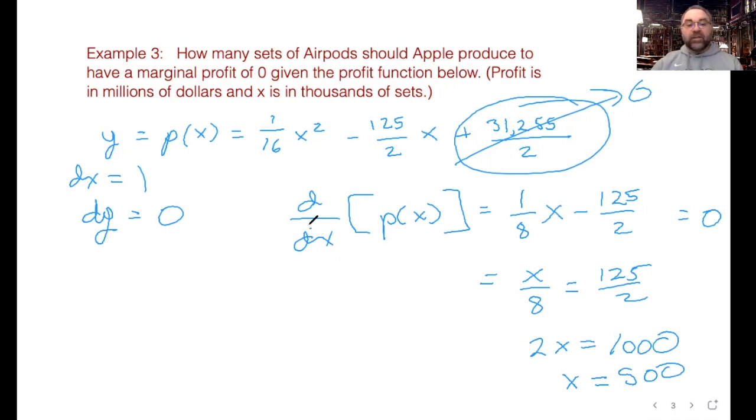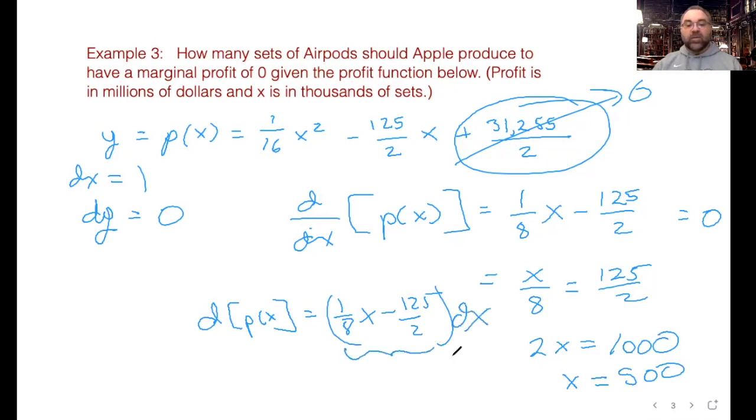And I should add that the dx, because we're setting the whole thing equal to 0, it doesn't matter that dx is 1. So the derivative or the differential for p of x is really 1/8 x minus 125 over 2 times dx. But the idea is to figure out where to make this 0. Well, dx can't be 0. It's always going to be one more unit. That's how it works in economics.